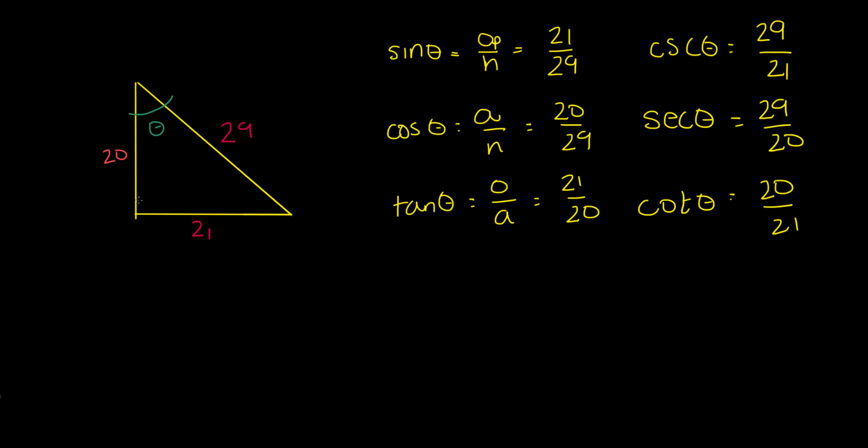This is not a special right triangle. This is just a regular right triangle with a hypotenuse of 29 and legs of 20 and 21.